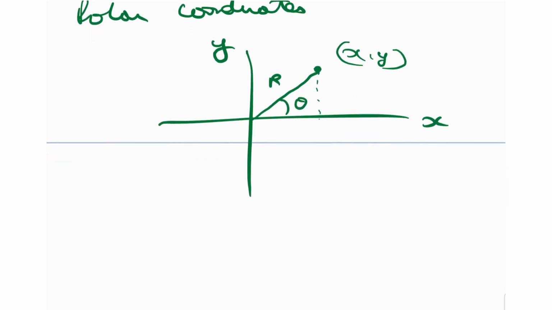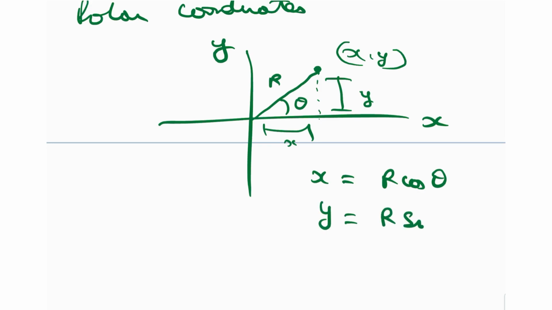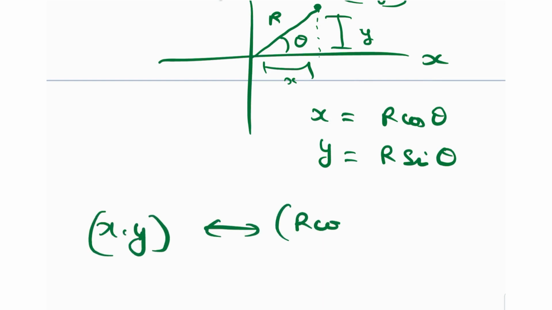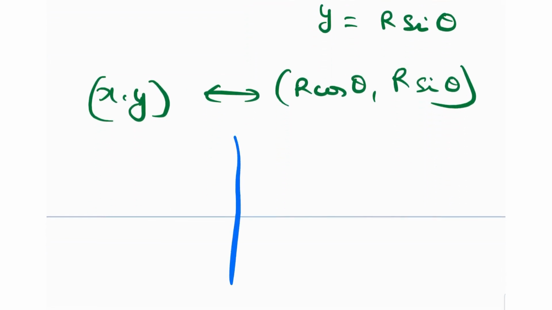So from basic vectors or basic trigonometry, you'll notice that x is r cosine theta. Just basic trigonometry to find this distance x. And similarly, this perpendicular will be y. So y is effectively r sine theta. So basically, (x, y) can be represented as (r cosine theta, r sine theta), right? Isn't that cool? It indeed is, right? Now, if we talk about the complex plane, the Argand plane, this will be real and this will be imaginary.